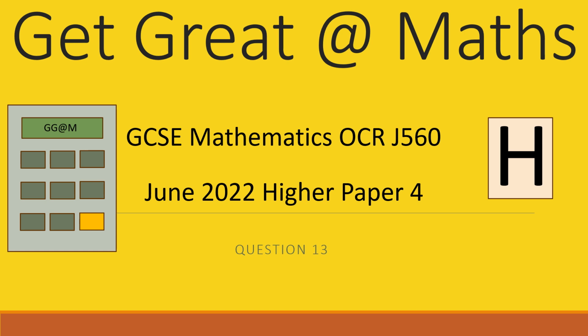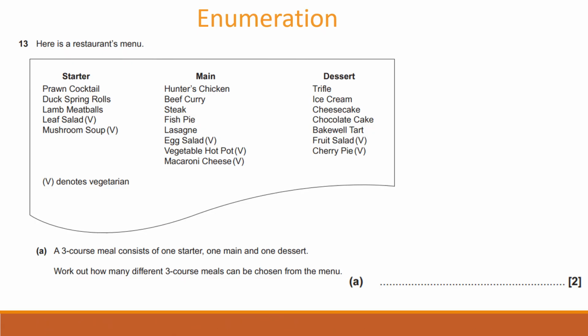Today we're looking at the GCSE Mathematics OCR J560 exam paper from the June 2022 higher tier paper 4 exam paper, which is a calculator paper, and we're looking at question 13. Now question 13 is a question which the exam board calls enumeration.